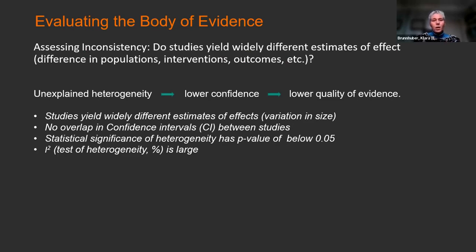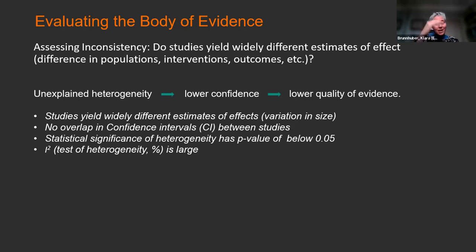So, we've already talked earlier about risk of bias, so I didn't want to go into much detail there, but let's just look at each of these components very quickly. The first one of these was the inconsistency. So do the studies yield different estimates due to the difference in populations, interventions, outcomes, and so on? Is there an explanation in terms of the differences?